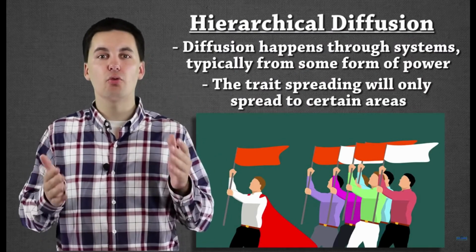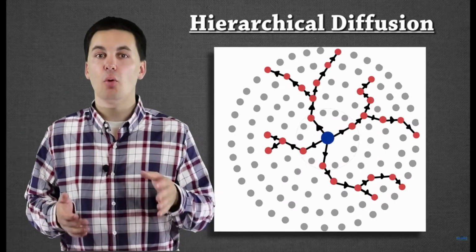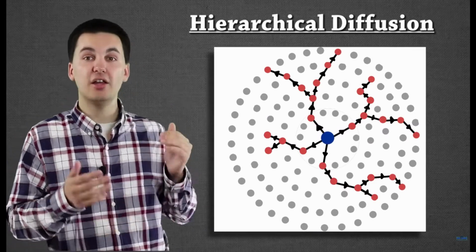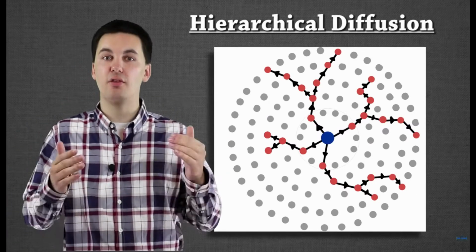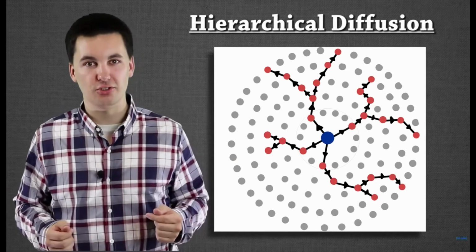You can even see a great visual right over here of how hierarchical diffusion happens. We can see we have these top points and they spread the information down. And then from there on, it gets spread down again. So hierarchical, top-down approach.